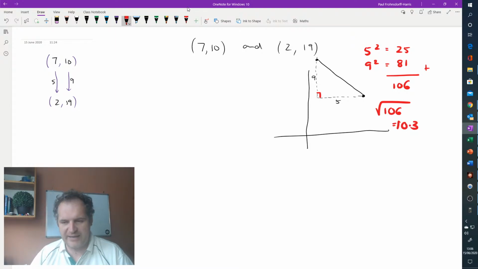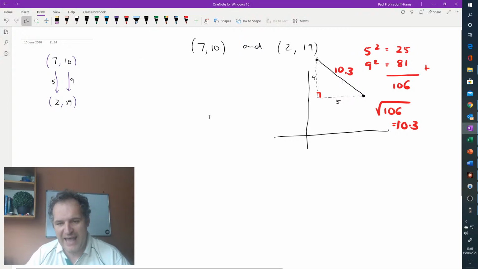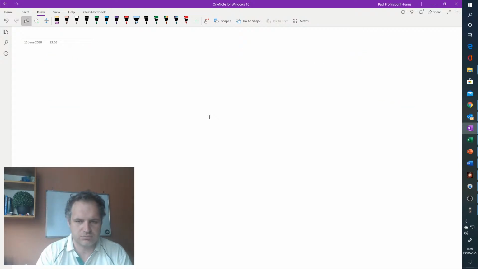10.3, and again, there's no units because we haven't got units. If this was centimetres, it would be 10.3 centimetres. It is the distance between these 2 points. So this lesson is all about any 2 points. You can even, let me just demonstrate.